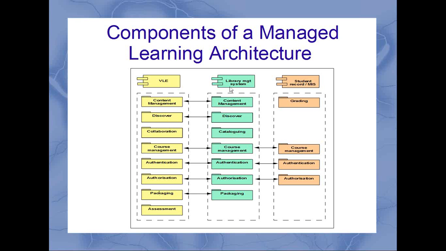Then we have a library management system, which again would have a content management system, knowledge discovery system, cataloging system, and course management system. Again, it needs to have authentication, authorization and packaging systems. Coming to the student record management system, it will have grading and grade maintenance systems. It will again have a course management system, an authentication system, obviously, and an authorization system.